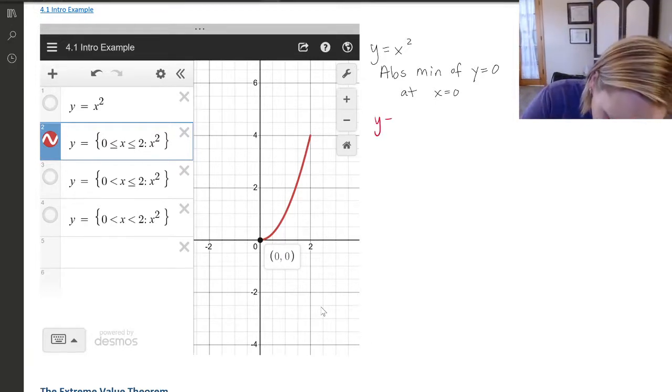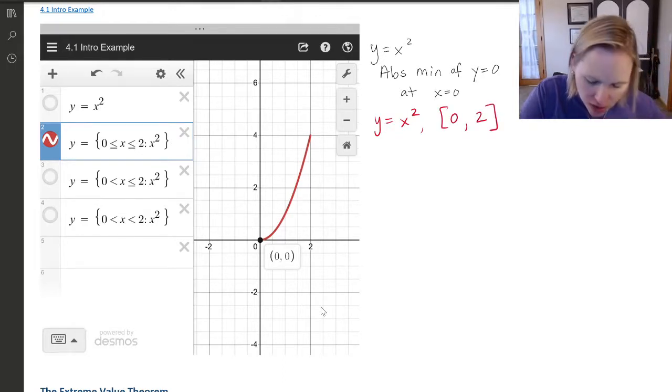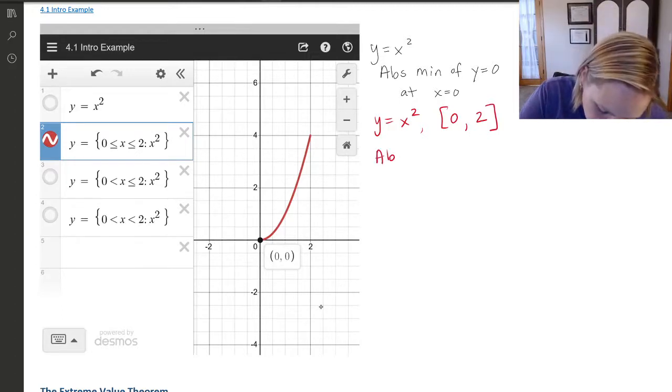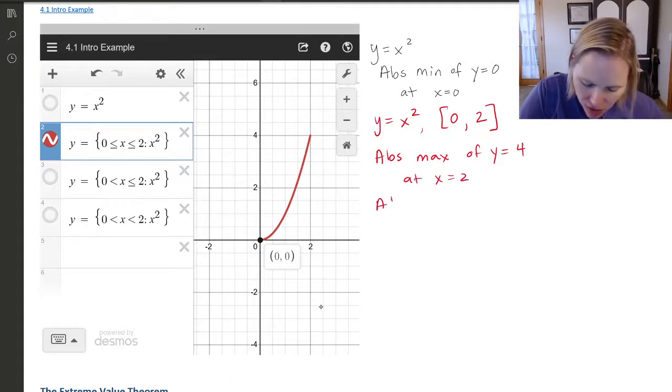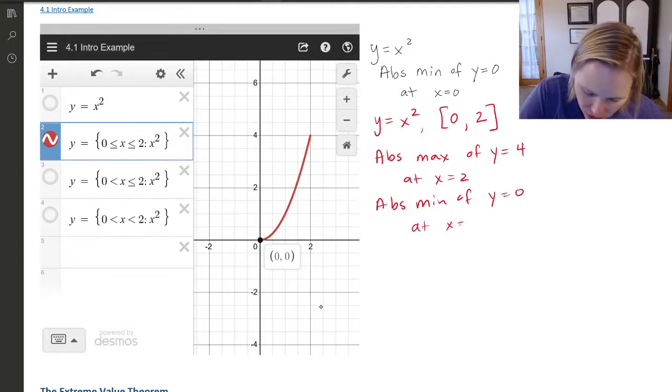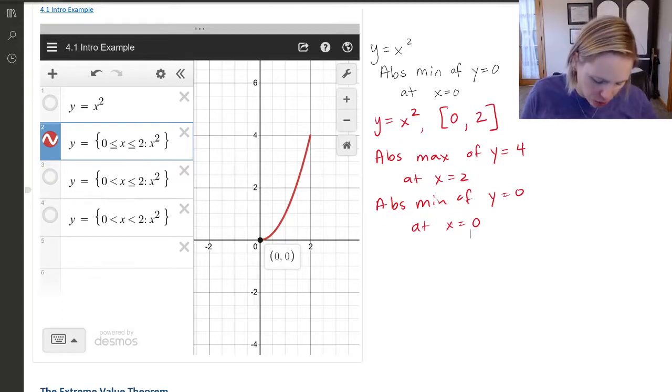We're going to say y equals x squared. But now we're going to say on the closed interval 0 to 2. So that means I have closed dots there. I now have an absolute max of y equals 4 at x equals 2. I also still have an absolute min of y equals 0 at x equals 0. So it changes a little bit when we change what we're looking at.